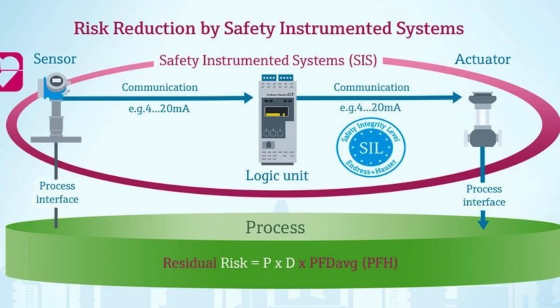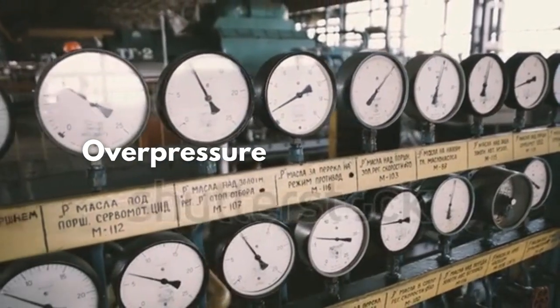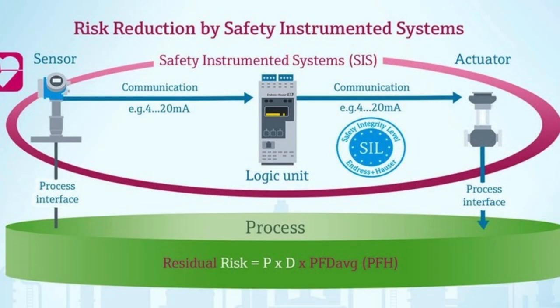An SIS is an independent system designed to detect hazardous conditions such as overpressure or abnormal process states and automatically place the process in a safe condition before escalation occurs.